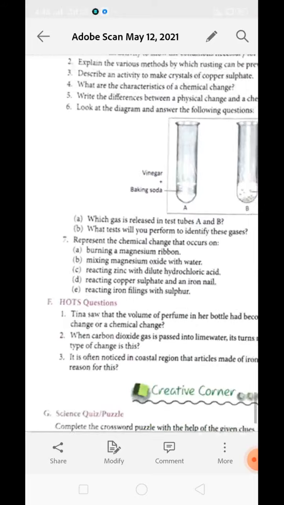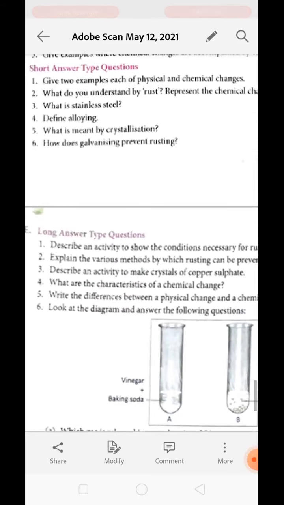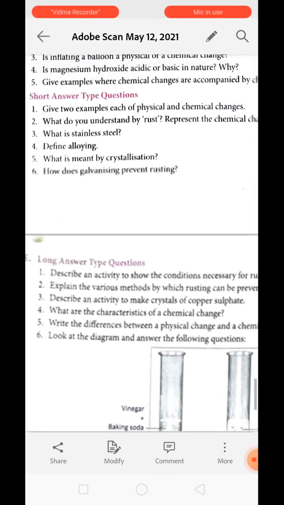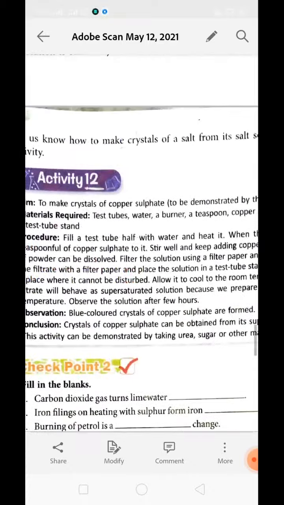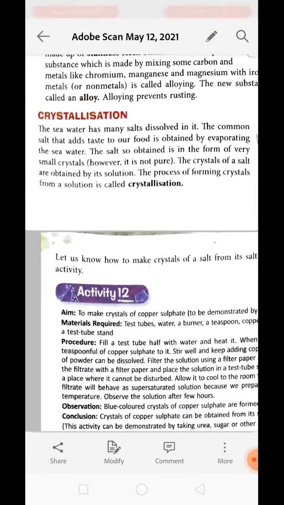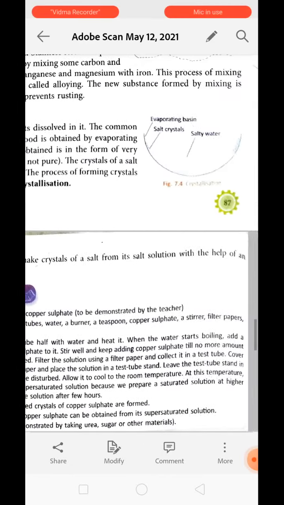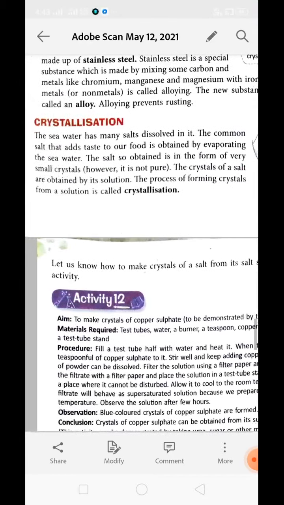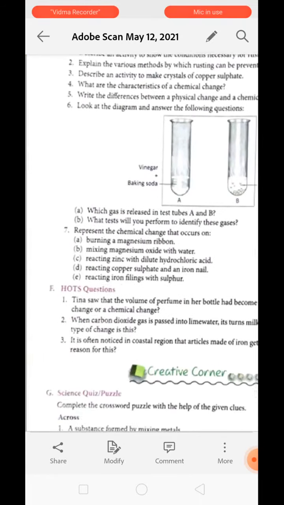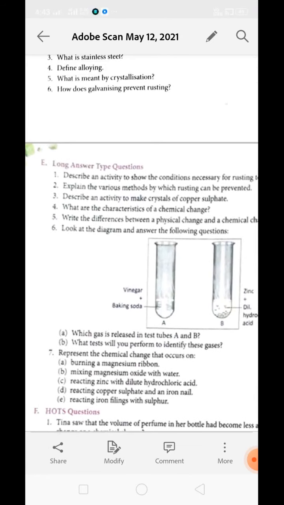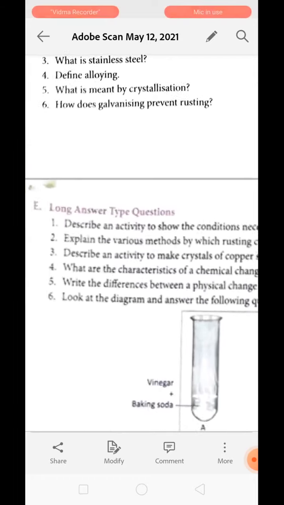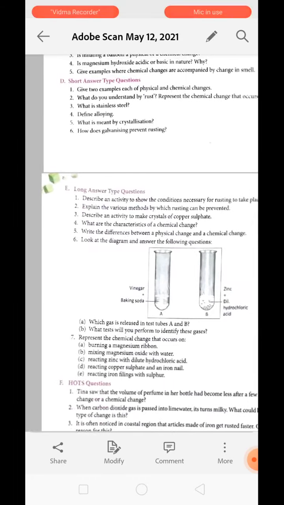What is meant by crystallization? Now we will move back. Crystallization, the last line of page number 87. Second last line of page number 87. The process of forming crystals from a solution is called crystallization. Okay. Now next question. Question number 6. How does galvanization prevent rusting?